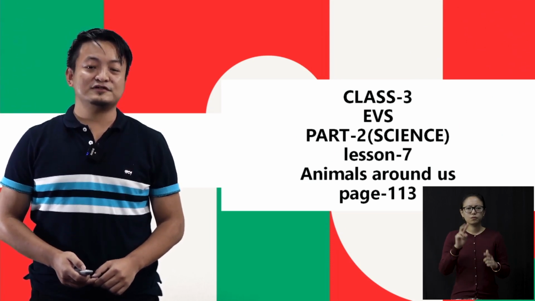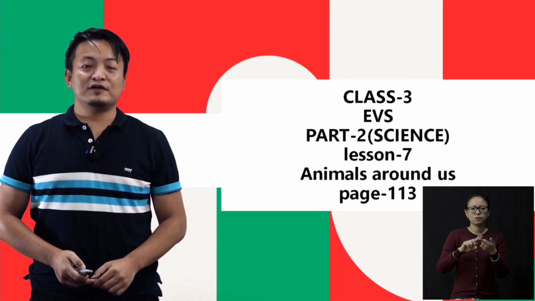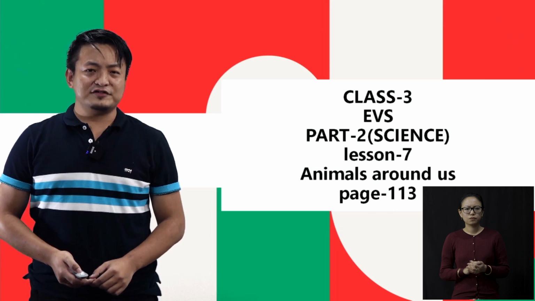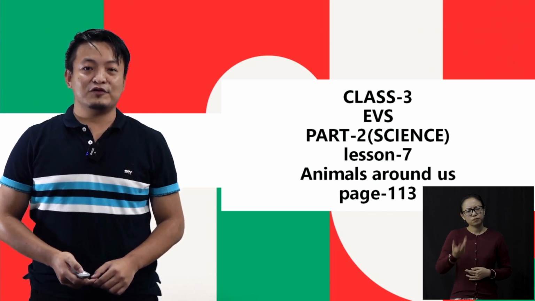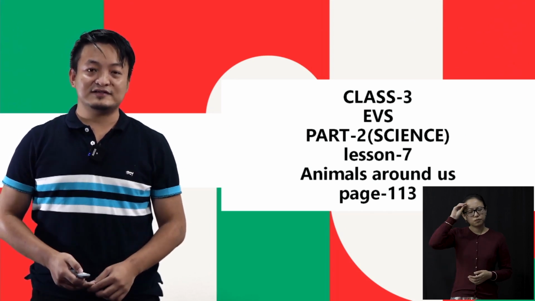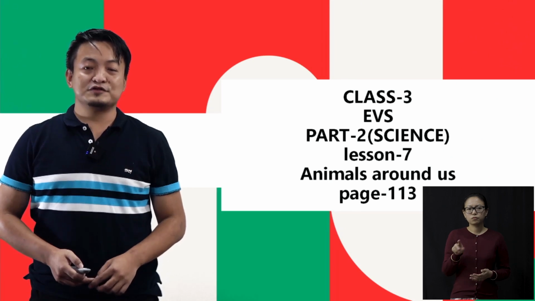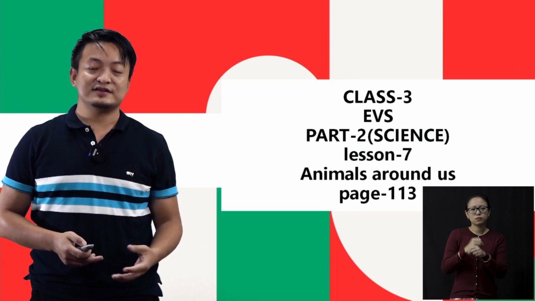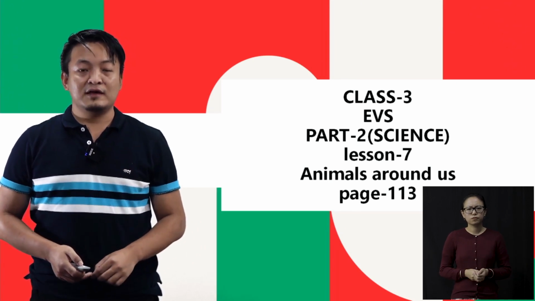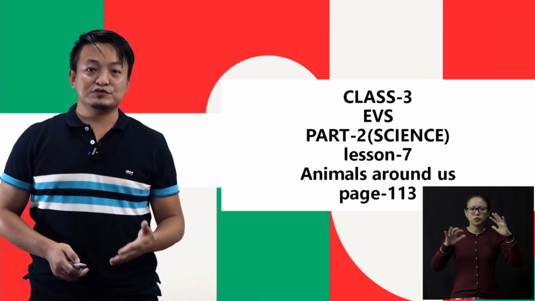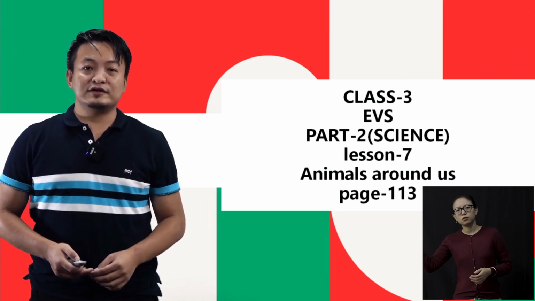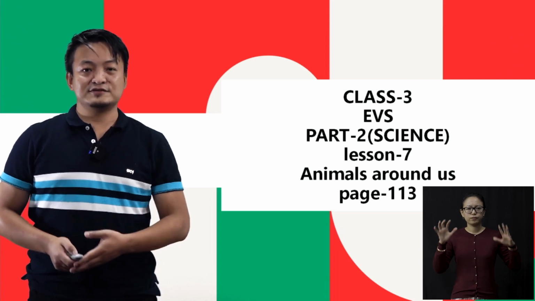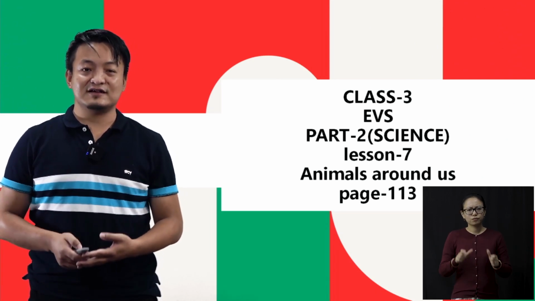So you can all turn to page 113, that is 113. After studying this lesson, we are going to learn about living things. We are also going to learn about the wild animals and the domestic animals. And we are going to learn about the zoo. We are going to learn about different types of animals. So are you all ready? Let's get started.